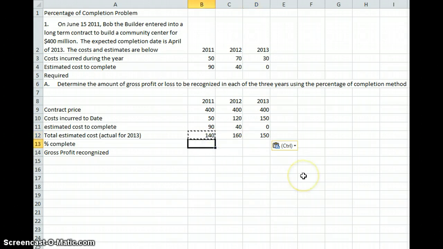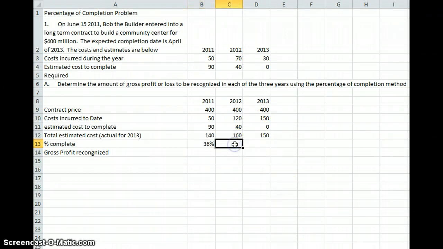So next we want to talk about our percentage complete. So we have to think about what percentage of this project did we finish. We think it's going to cost us $140 million to finish, and we incurred costs of $50. So our percentage complete would be the cost incurred to date divided by the total cost of the project. So here you see I have 0.357143. I'm going to make it into a nice percentage so that we can see it here.